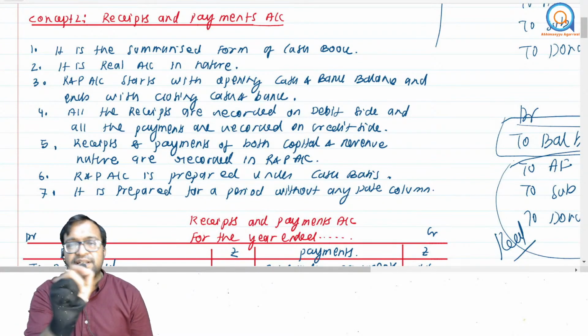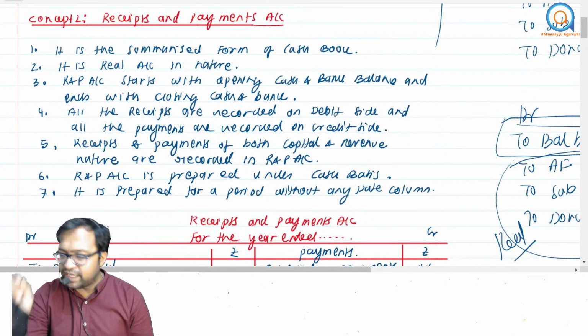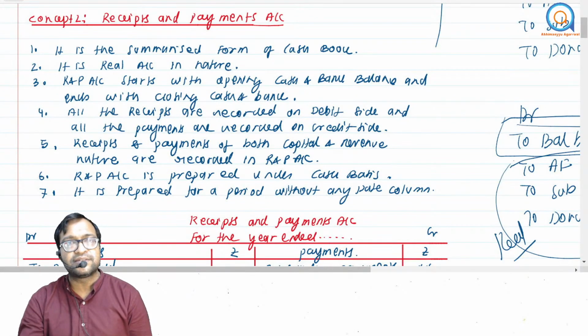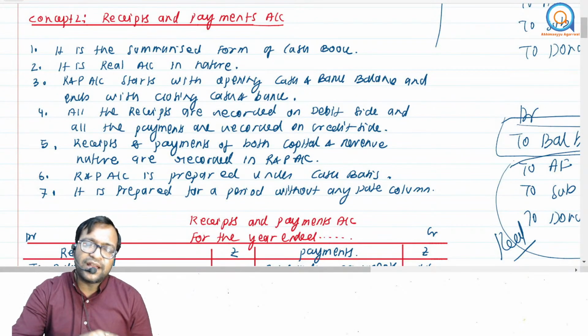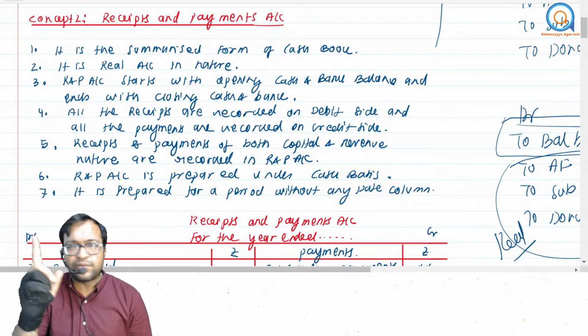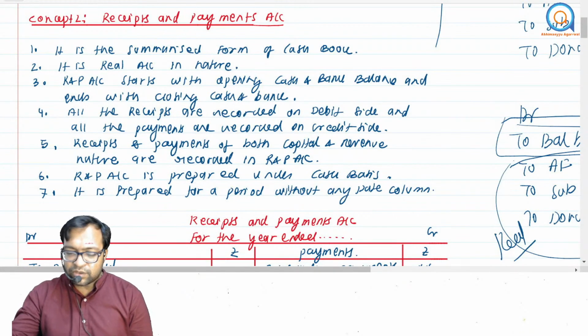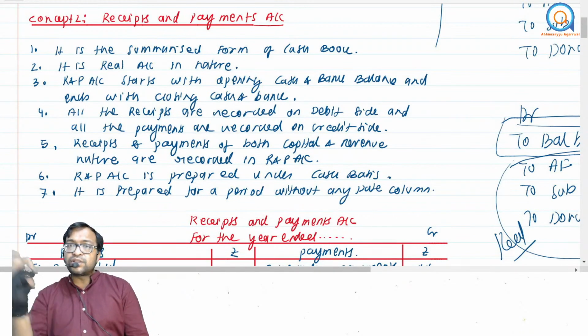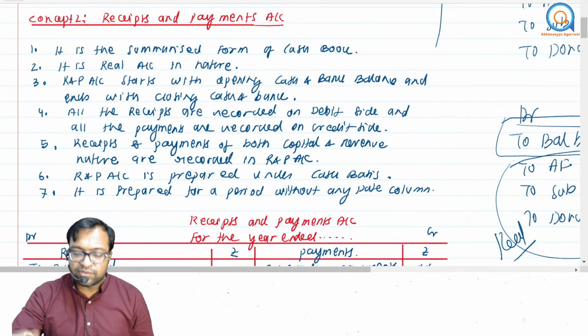Receipts and payments will start with opening cash and bank balance and it will end with closing cash and bank balance. All the receipts and all the payments will be recorded. Receipts will be recorded on debit side, payment will be recorded on credit side. Both capital and revenue nature items will be recorded.